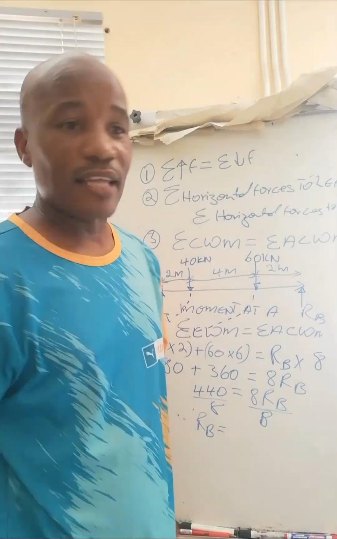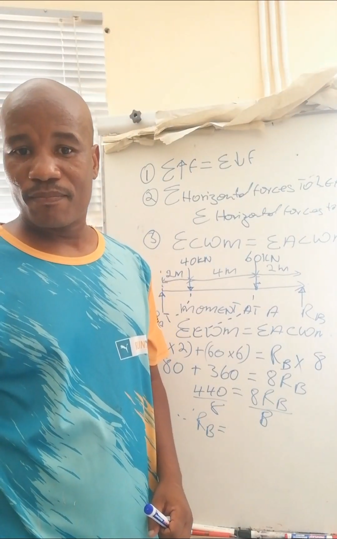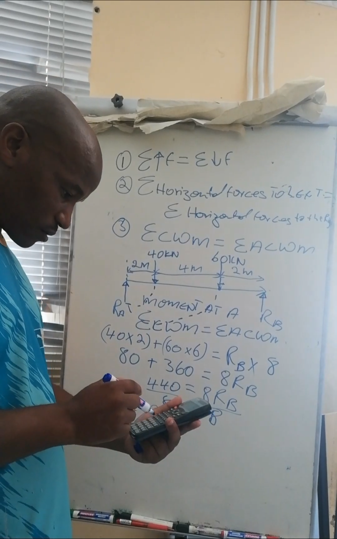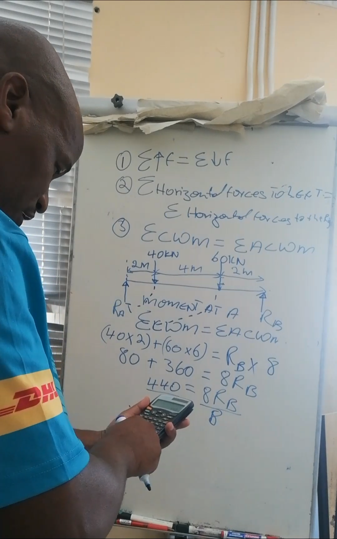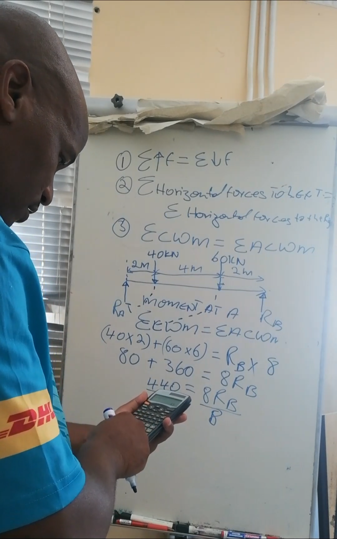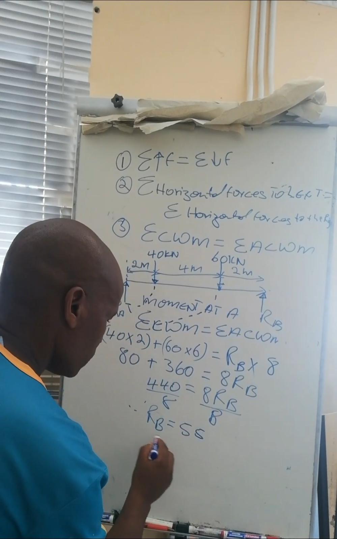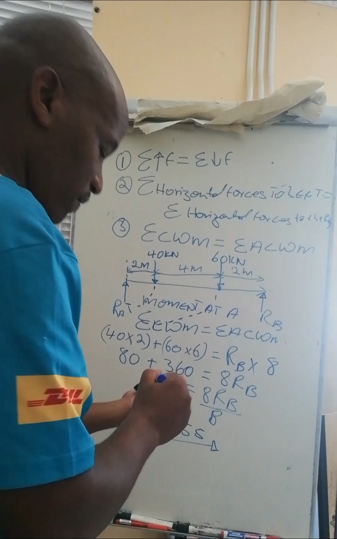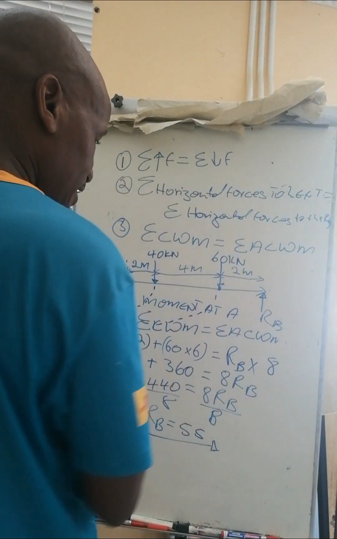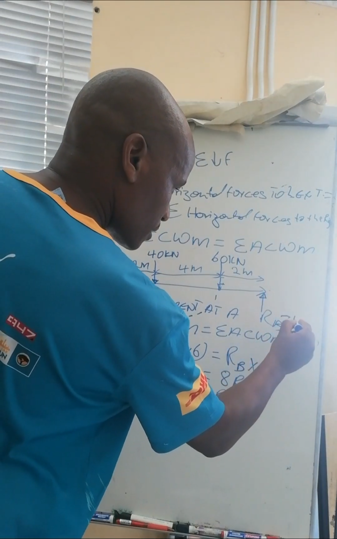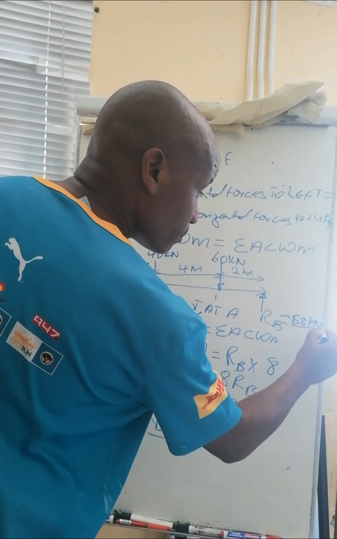I don't have that one. Unfortunately, I can't do it. Where's my calculator here? Let's see. I've got my calculator, and it's 440 divided by 8, and it is equal to 55. This is the reaction at B, which is 55 kilonewton. This is very, very important, guys.